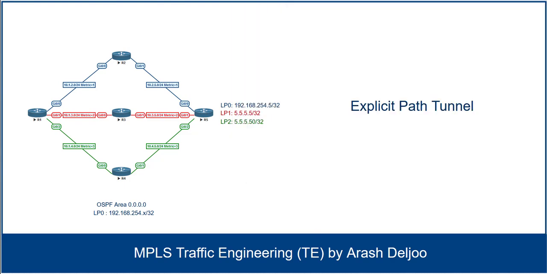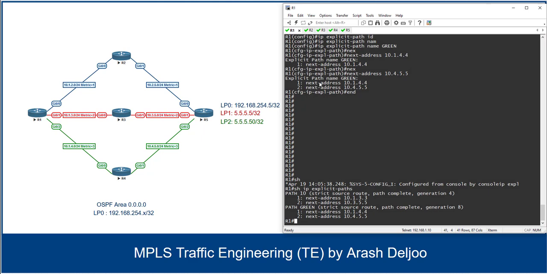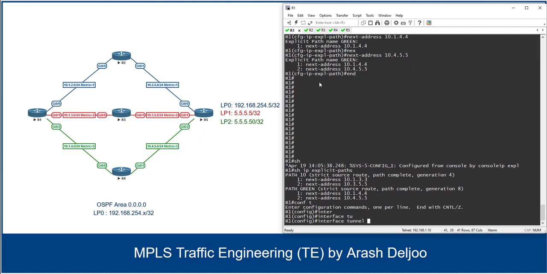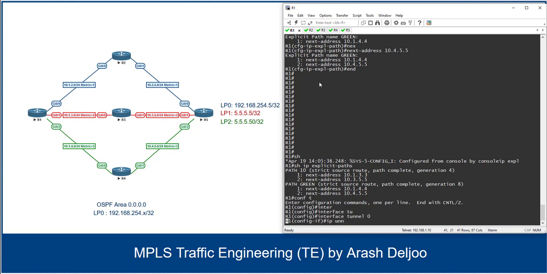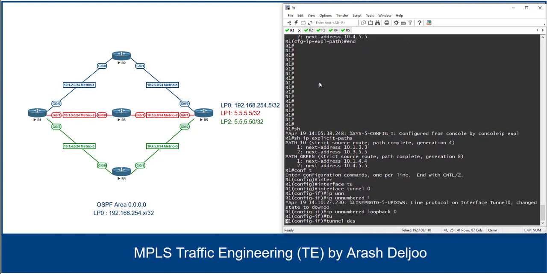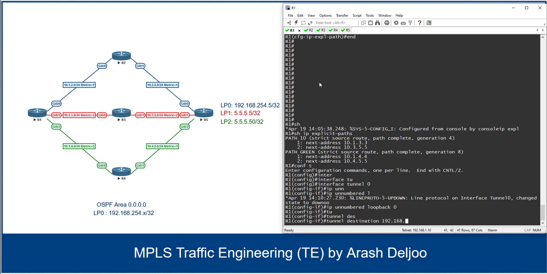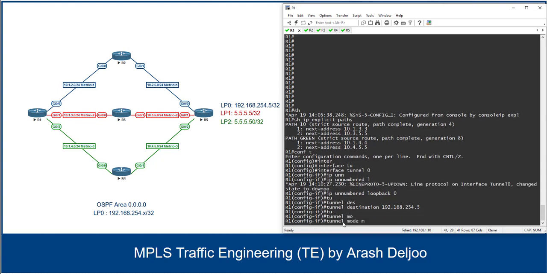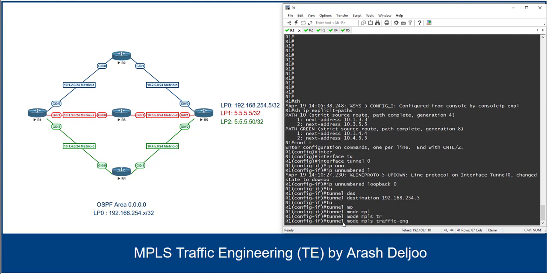Let me configure these two tunnels. We can start from tunnel 0, interface tunnel 0. First, IP unnumbered loopback 0. Second, tunnel destination is 192.168.254.5, which means router 5. As you can see, the tunnel status is down now. Okay, and then tunnel mode is MPLS Traffic Engineering.